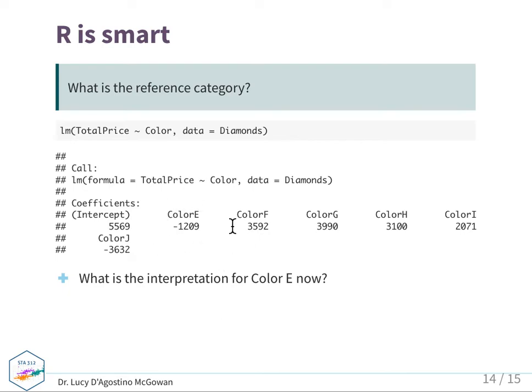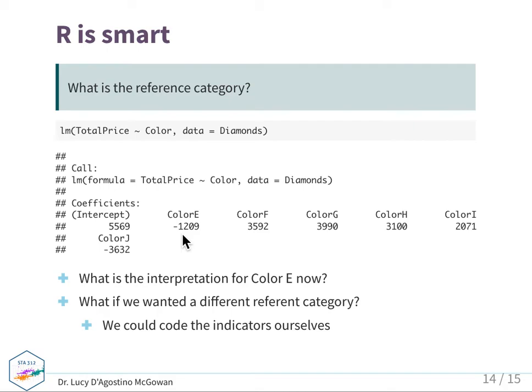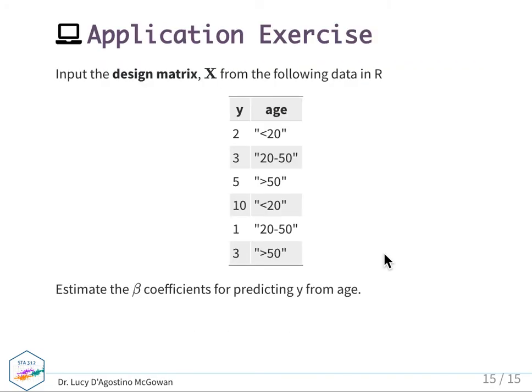And so now we would interpret this value as having color E compared to color D yields an expected total price of negative 1,209. And what if we wanted a different referent category? Well, we could code the indicators ourselves. That's one way to do it. So we could code up these indicators and then just leave the one that we want to be the referent out of the model. Or we could change the levels with the levels function in R.